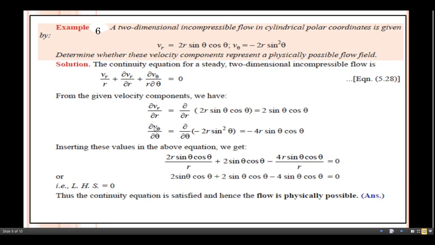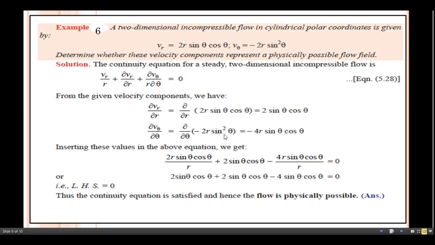So what about the next one? Dabba V theta by dabba theta is nothing but the differentiation of this term, V theta, with respect to theta. V theta is here minus 2r sin square theta. So what do we get here? You should differentiate this sin theta term only, because the other term becomes a constant. That is why the minus 2r. Initially just write minus 2r. The 2 will come in here. So 2 multiplied by 2 is nothing but 4r.